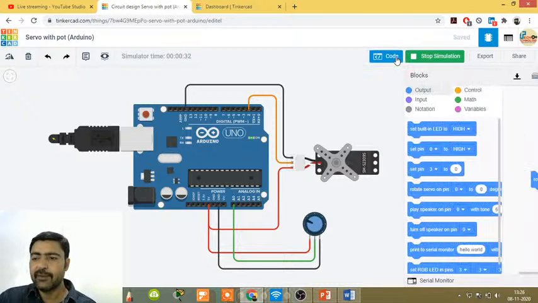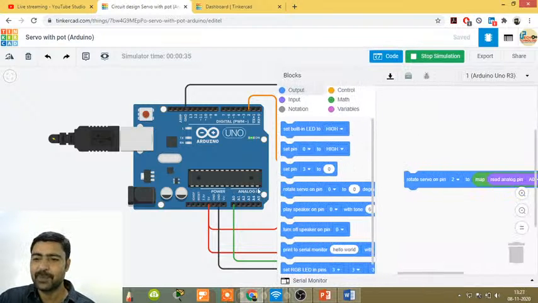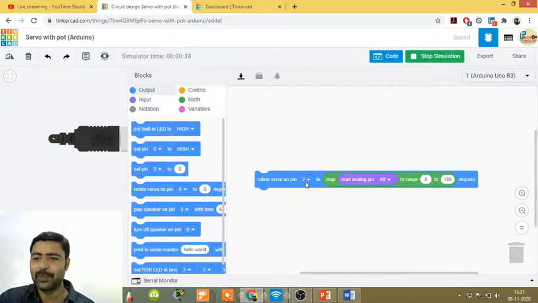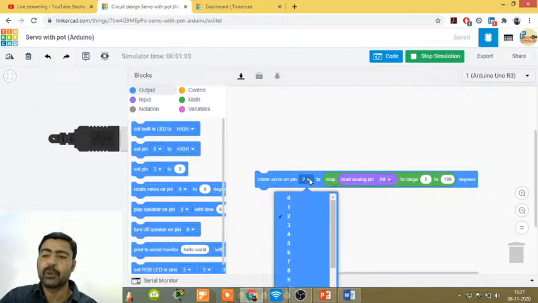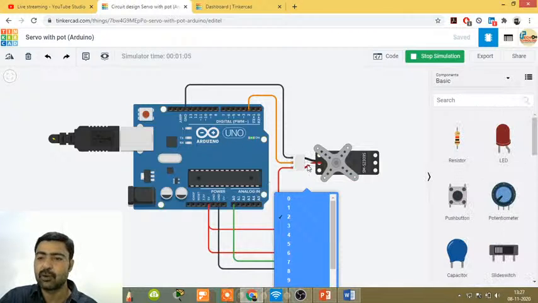You can see the code here. What we have done in the code is very simple. Whatever we are reading on analog pin A0, we are sending it to pin number 2, and the range is 0 to 180 degrees. That means we are operating this servo motor within a range of 0 to 180 degrees. Whatever value we are reading at analog pin A0, we are directly putting it on pin number 2, because pin number 2 is connected to the servo motor signal pin. So this is how we control our servo motor.